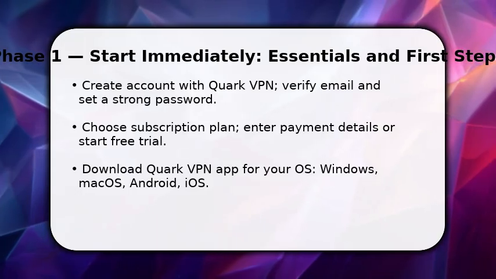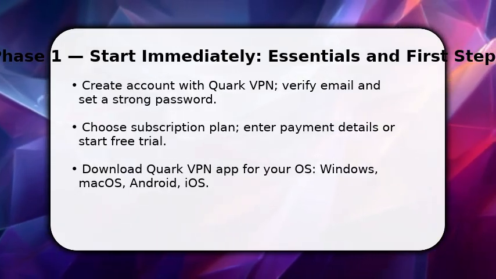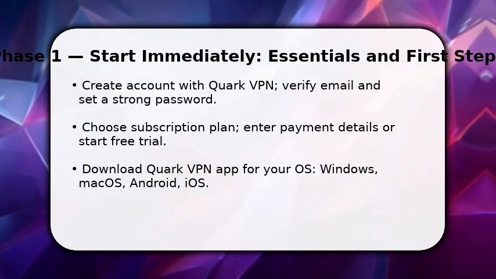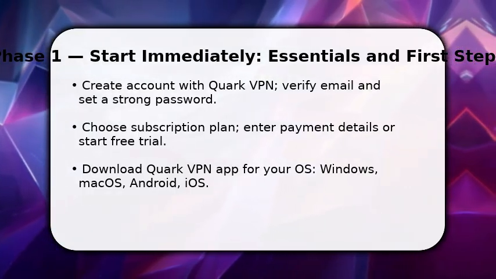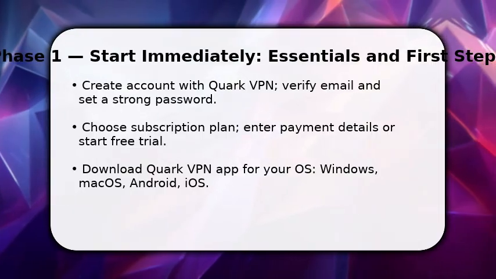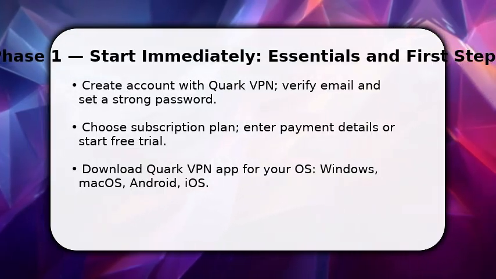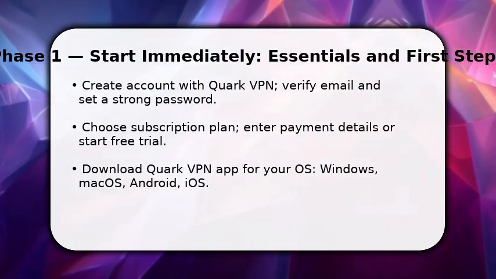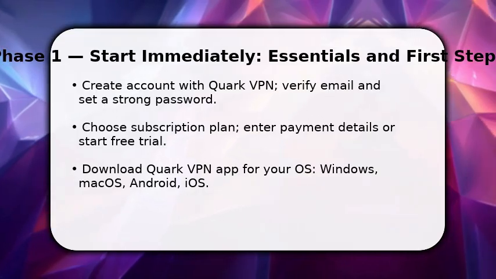Enjoy the video. You start by confirming the essentials: an active Quark VPN account, payment or trial access, and the correct installer for your device. Once done, sign into the Quark app using the email and password you created and allow any permissions the installer requests. Make sure to enable automatic updates so you get security fixes.